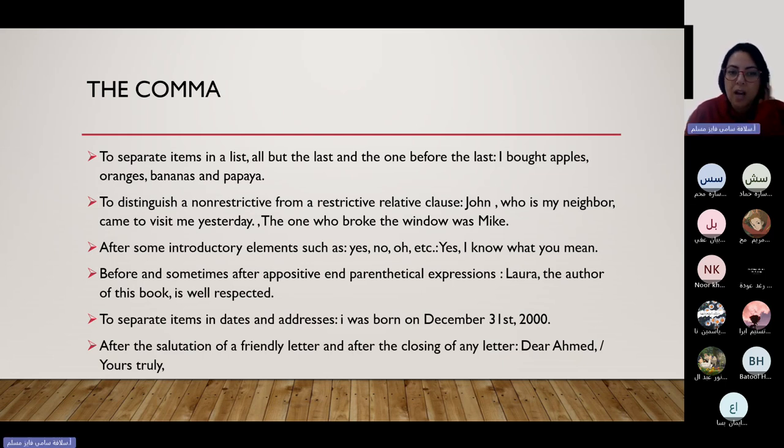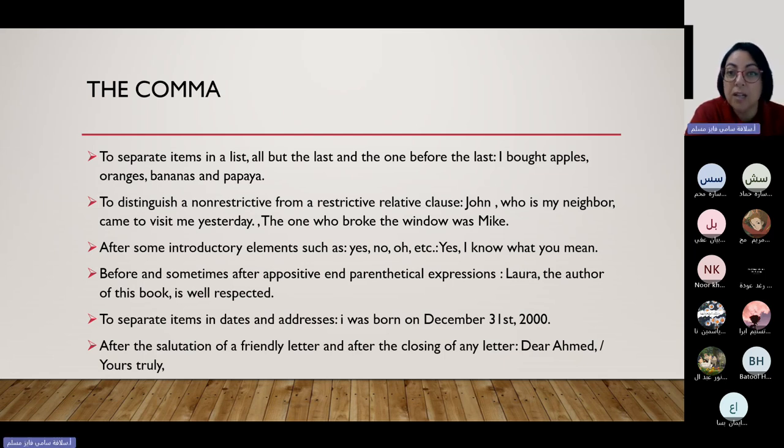To separate items in dates and addresses. Okay, where is the mistake here? Come on, who can tell me where the mistake is? The I must be capital. Yes. The I should be capitalized. Exactly. Okay. I was born on December 31st, 2000.